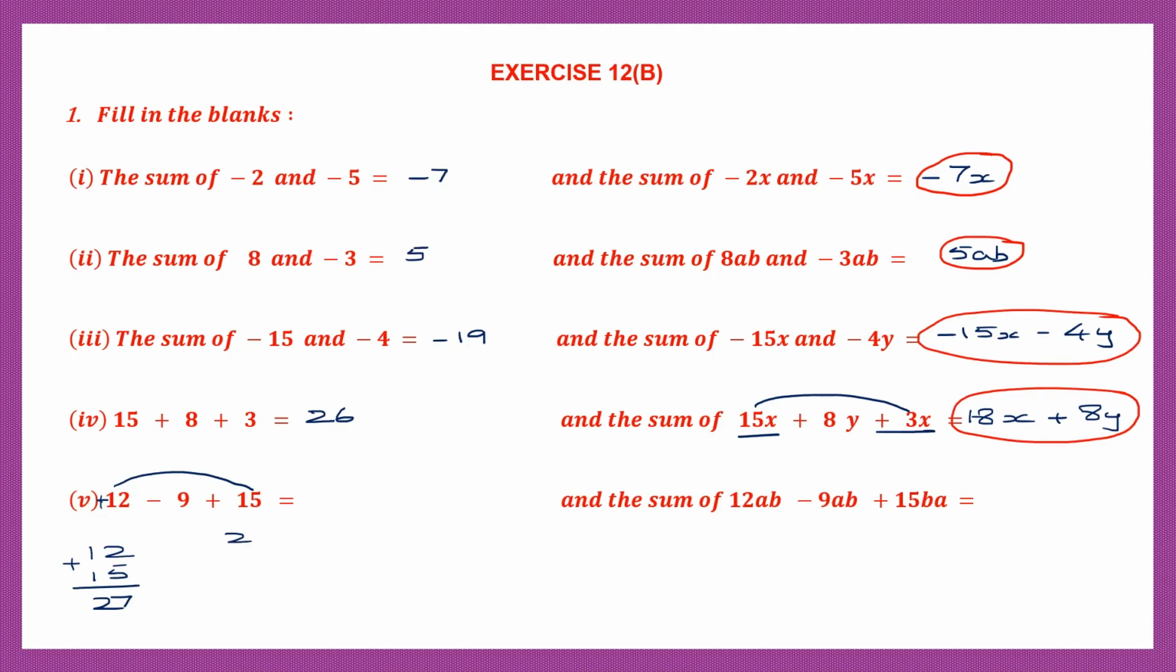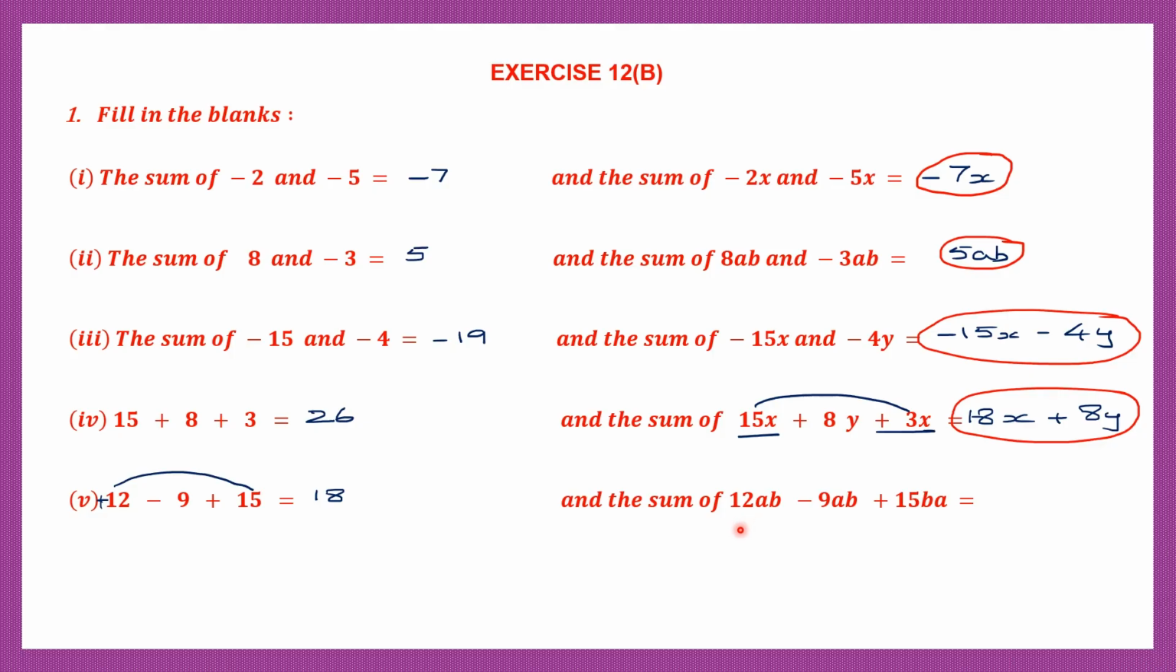Now we say 27 minus 9, which we can do directly. Here we need to borrow. 17 minus 9 is 8 and we have 1, so we have 18. So our answer here is 18.